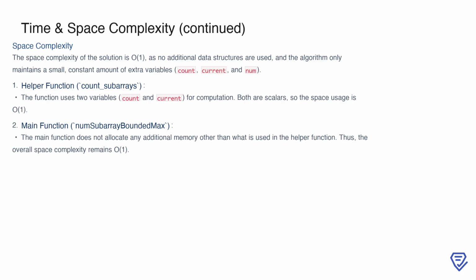Now, let's look at the space complexity. The solution has a space complexity of O(1), because it does not use any additional data structures. Instead, it only maintains a small number of scalar variables. In the helper function count_subarrays, we use two variables, count and current, to track the running total and the current subarray count. Since these variables are scalars, their space usage is constant, or O(1). Similarly, the main function does not allocate any extra memory beyond what the helper function uses, so the overall space complexity remains O(1). This constant space usage is another key advantage of the optimized solution.